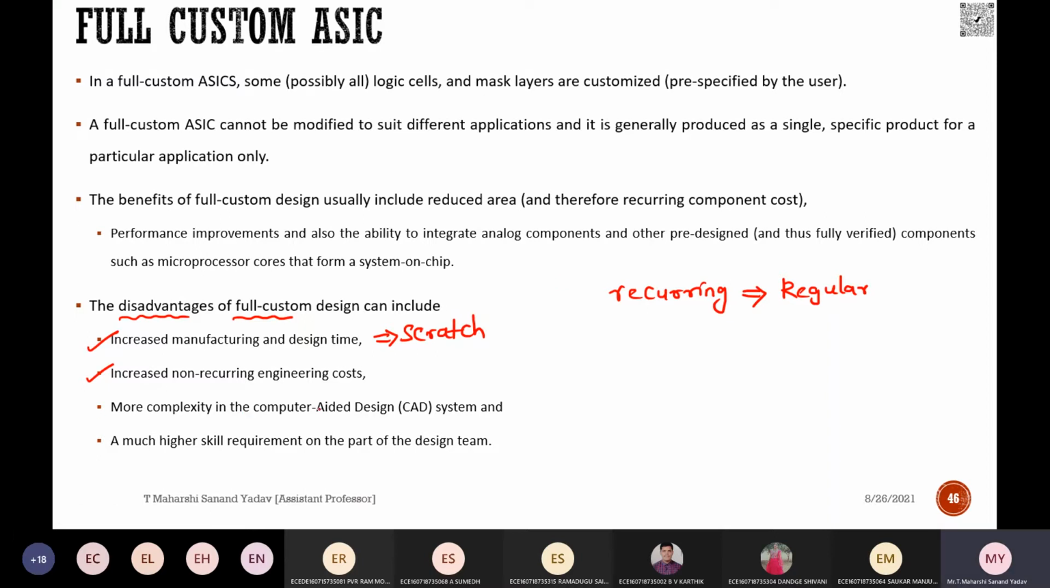Next, more complexity in the CAD system. Computer aided design means CAD tools. So different kinds of tools you can expect, like from Cadence, several tools are there, and from Mentor Graphics, few tools are there.